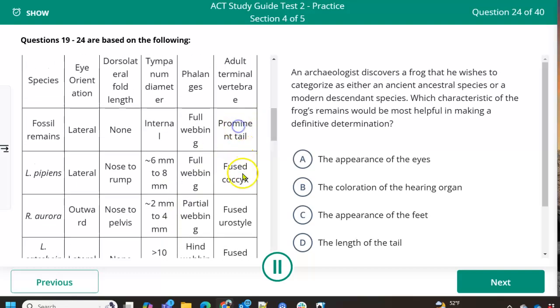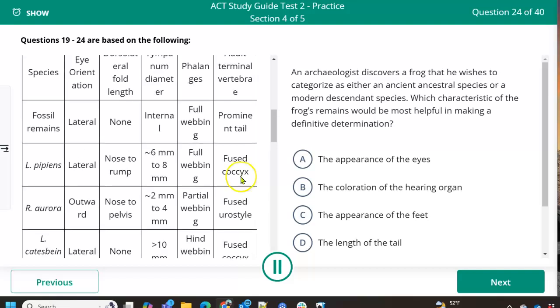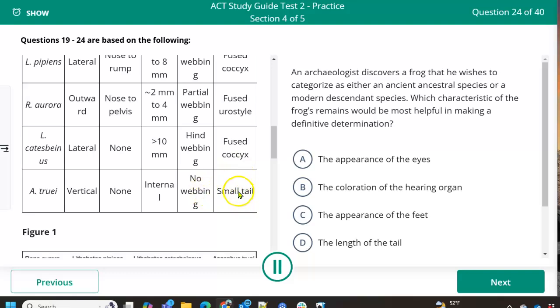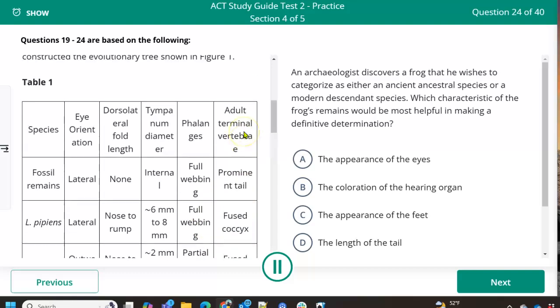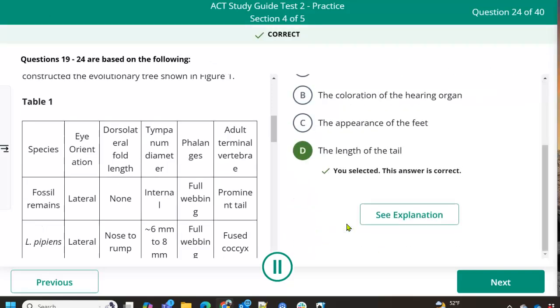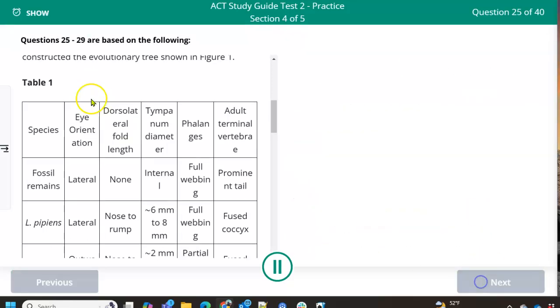This one we have a prominent tail. This is the only one with a prominent tail. These other ones have some things that I don't really understand. A small tail, yeah, I don't really see frogs with prominent tails. So it looks like the length of the tail is going to be the distinguishing characteristic.